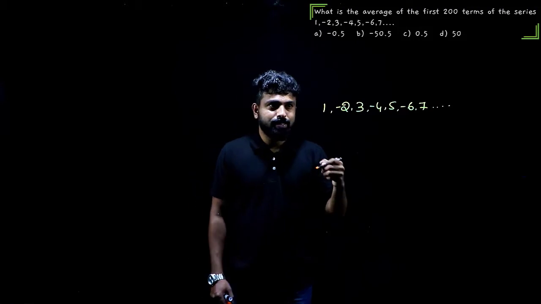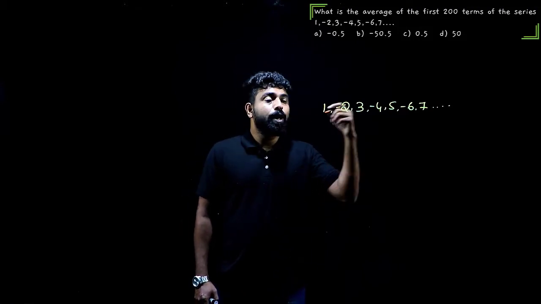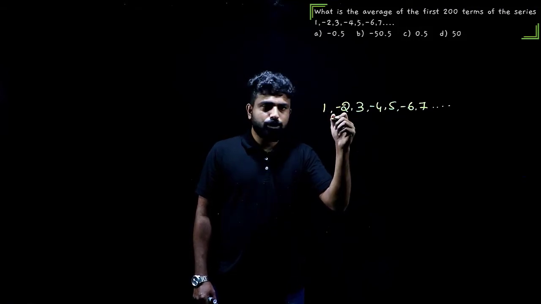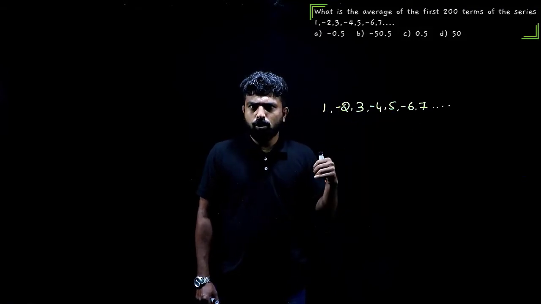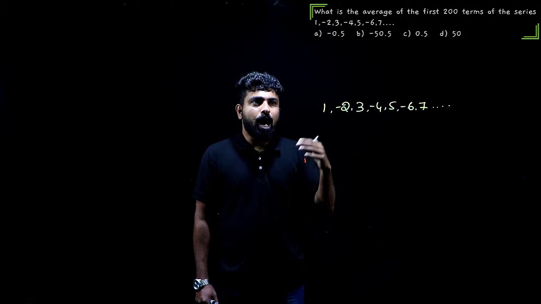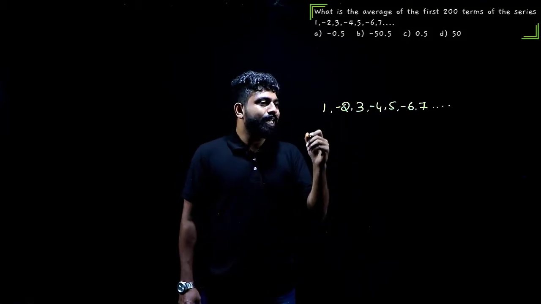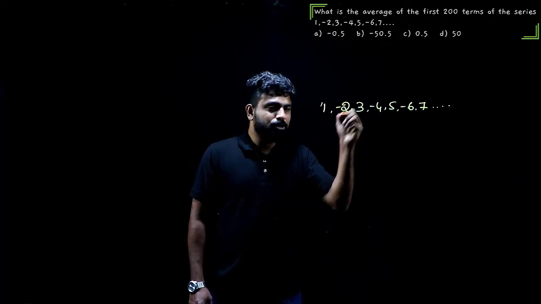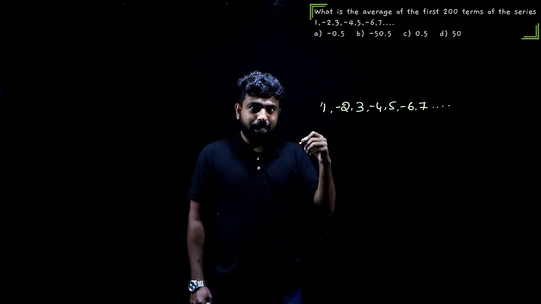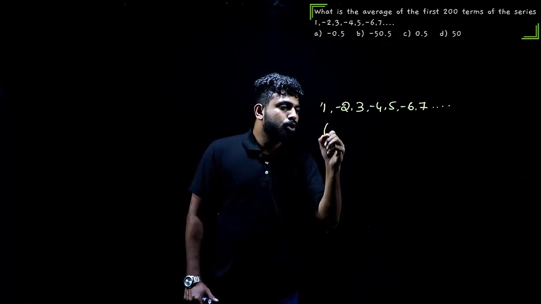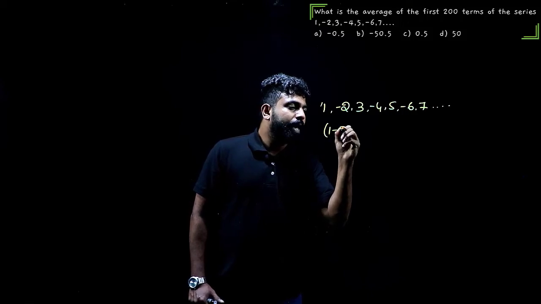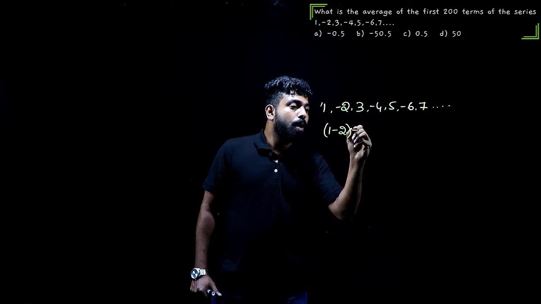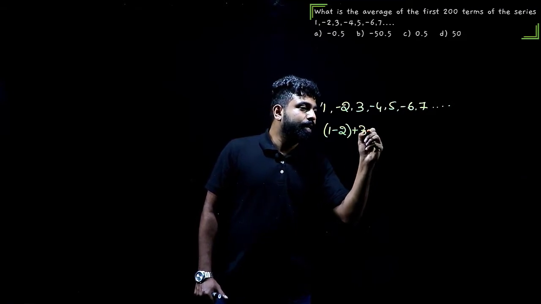We'll have to find the sum of the first 200 terms here. Do we need to calculate the sum of plus 1 minus 2 totally till 200 terms? No, we'll have to be smart enough. How do we do this? So let us represent them as couples. Let me take the first two terms. So it will be 1 minus 2, and it's plus 3. They're asking the sum. So plus 3 minus 4.